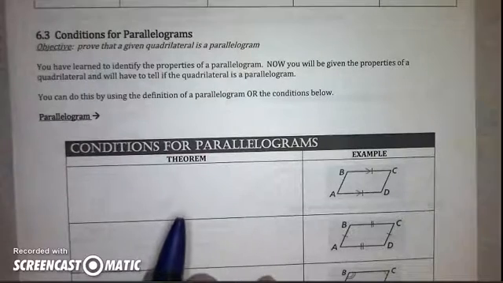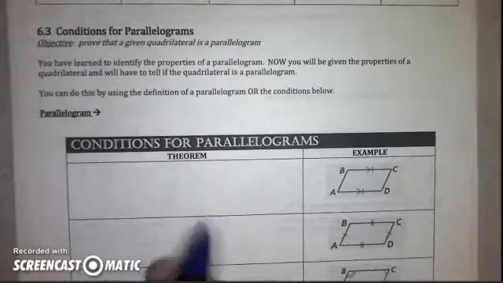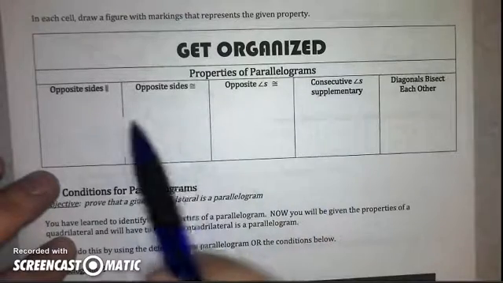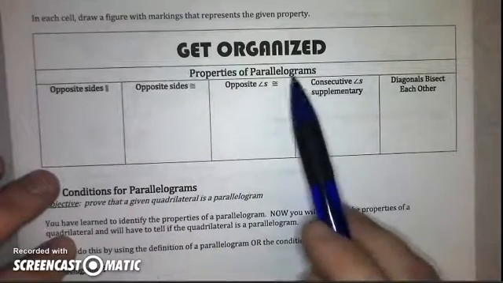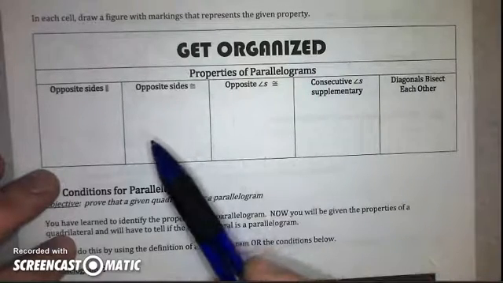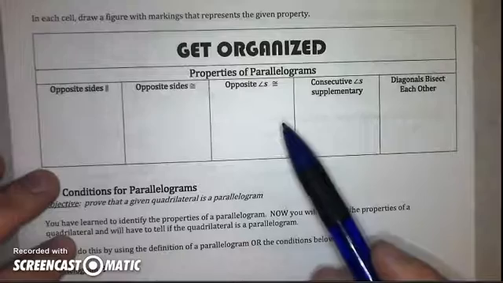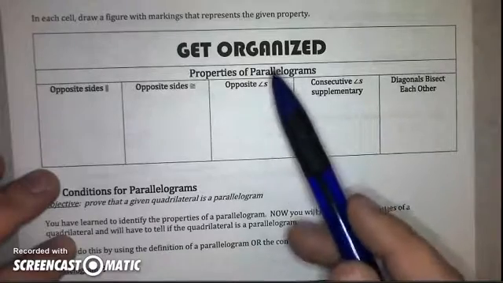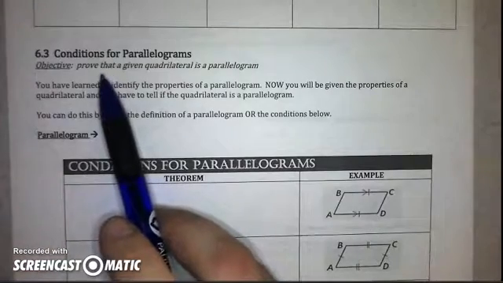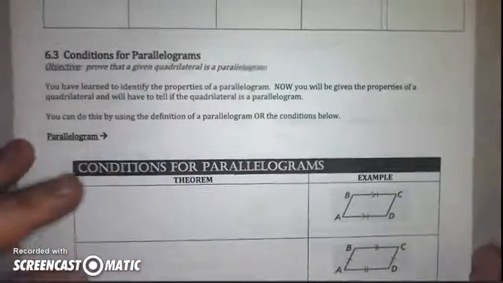I do want you to make sure you're paying attention though, because you might pick up on something that you missed. In lesson 6-2, we looked at if we knew something was a parallelogram, then we noticed all these different characteristics and traits. You can see that from what we filled out. We had these 5 main traits or properties of parallelograms. So we're just putting this in reverse order today. We're going to look at quadrilaterals that have these properties and use that to say, well, then yes, it is a parallelogram.